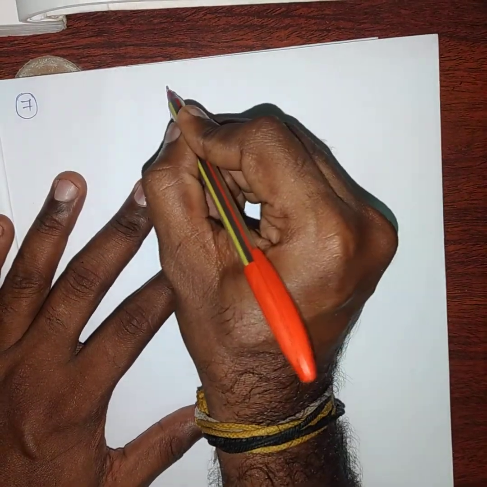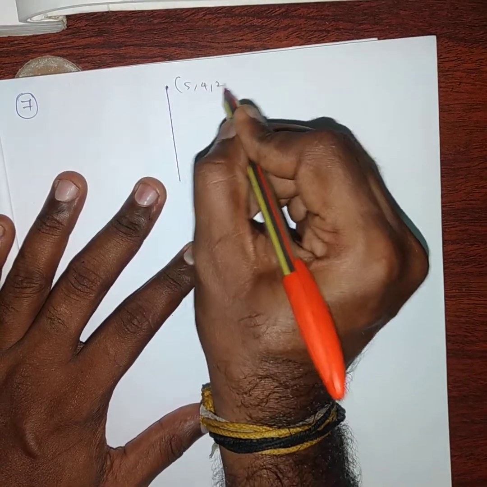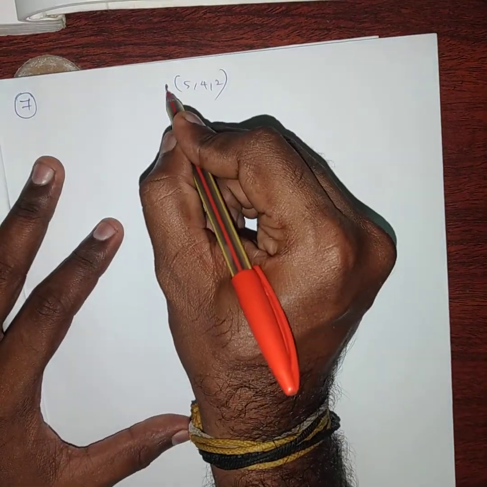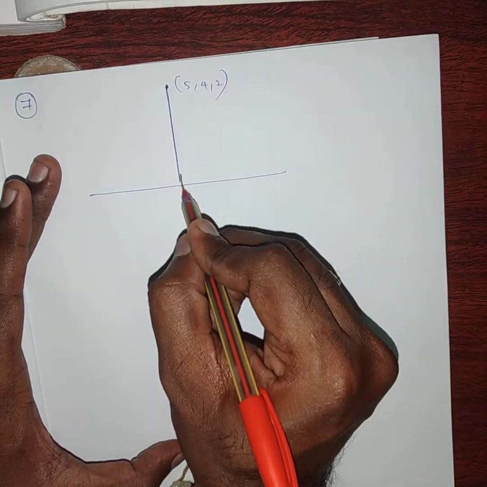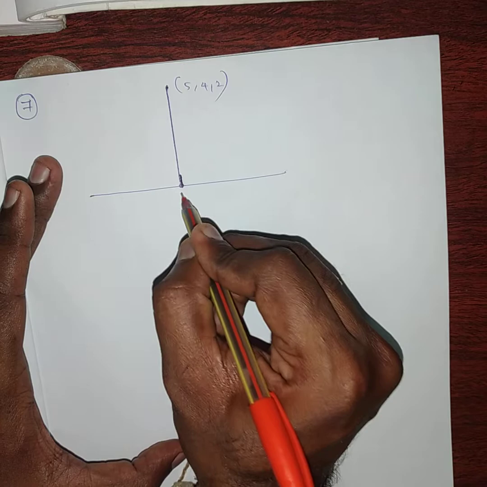This is the point (5, 4, 2). This is a point. From there I am drawing a straight line. So this is perpendicular. This is called foot of perpendicular. This I am going to note as F.